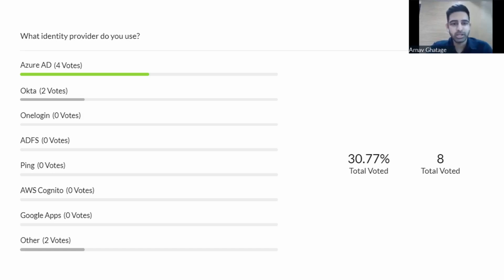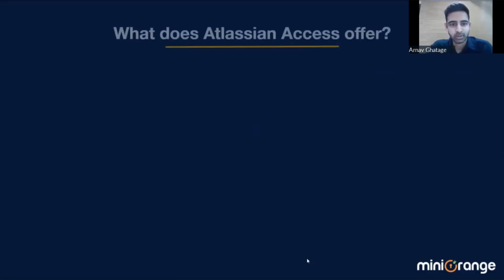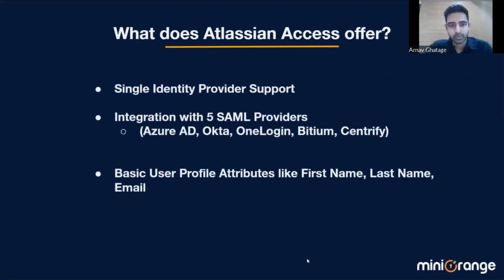So now let's look at what Atlassian Access has to offer. One of the very basic things is Atlassian Access has single IDP support. Along with that, it also has pre-integrations with a few identity providers. It also supports basic user provisioning as well. For example, you can only sync your first name, last name, and email addresses. Now, Shraddha is going to talk about the most important aspects about single sign-on.